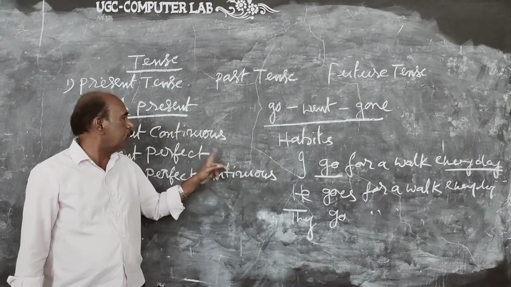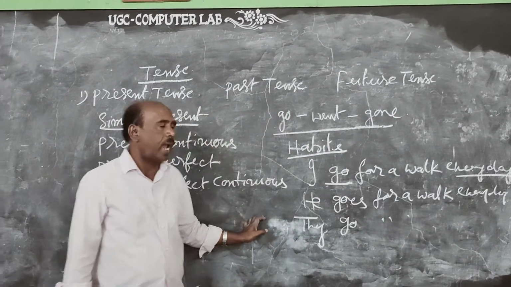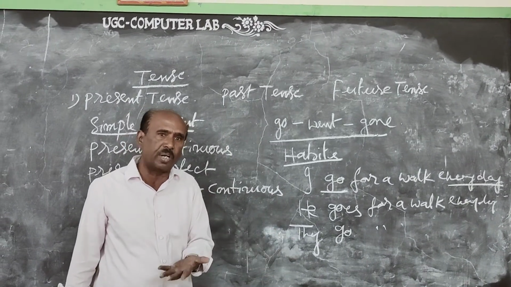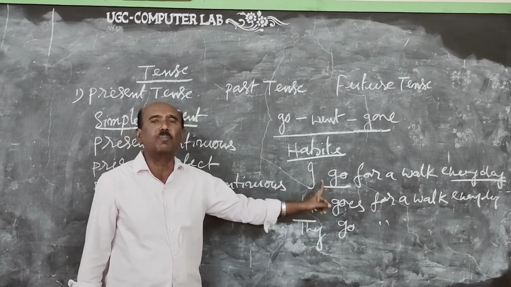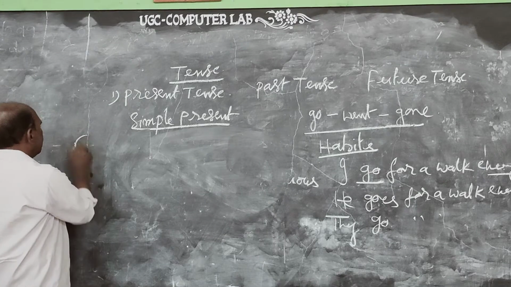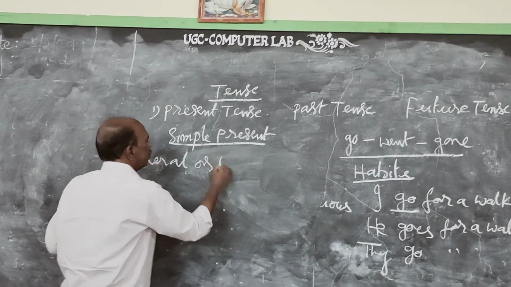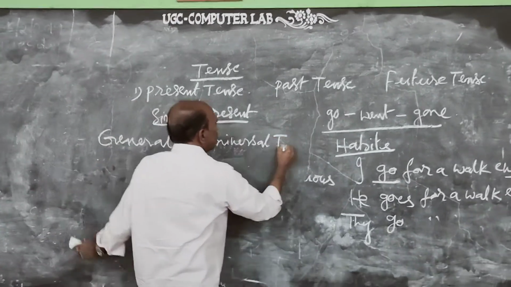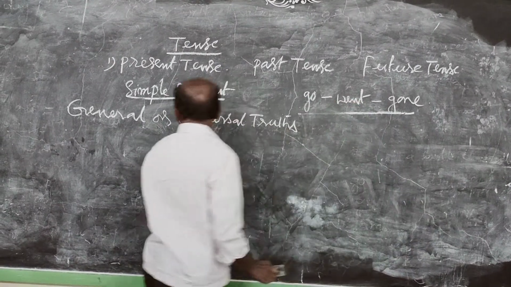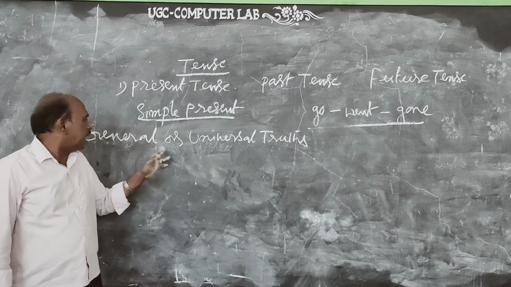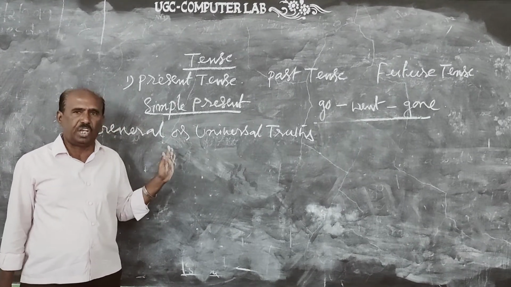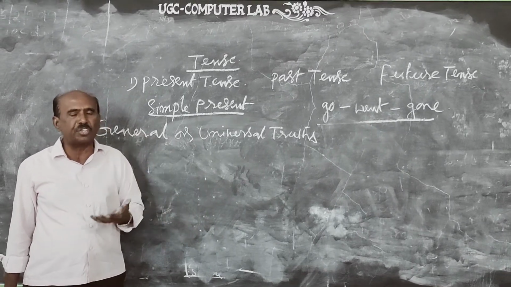So remember, simple present is used for habits. Habits are daily practices. Habits should be always in simple present. Whenever you write, whenever you talk, the verb should be in simple present. After that, we deal about general or universal truths. What are general or universal truths? They are always in a static condition, they never change. There is no change. They are always in the same or in a static condition.